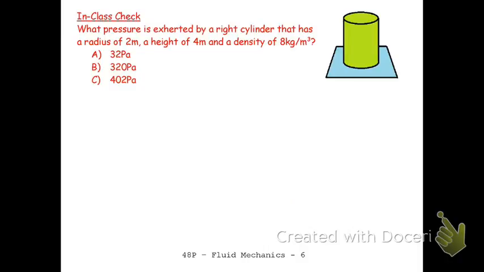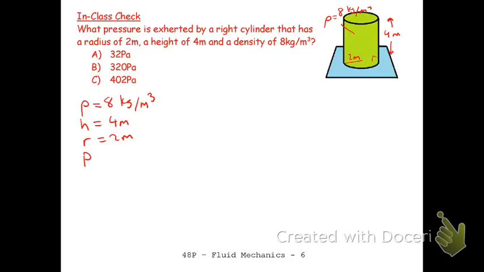What pressure is exerted by a right cylinder, right meaning 90 degrees between the base and the sides, of radius 2 meters and height 4 meters, and density, we're beginning density now. Density equals 8 kilograms per meter cubed. So, all right, I can make a list. Density equals 8 kilograms per meter cubed. And my H is equal to 4 meters. And my R is equal to 2 meters. And what do I want to know? I want to know pressure at the bottom.